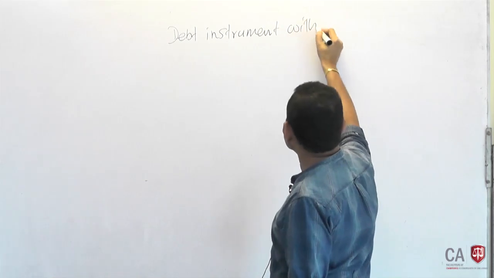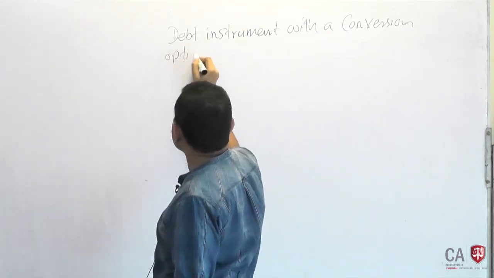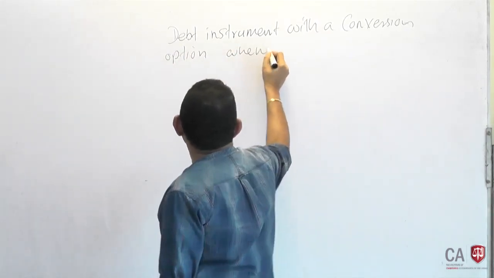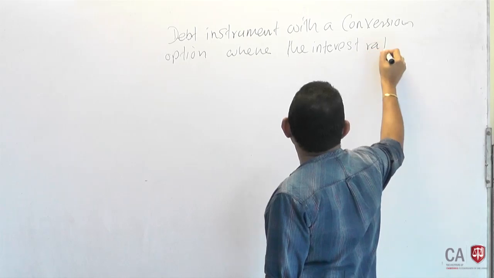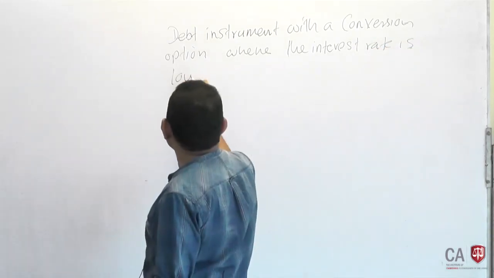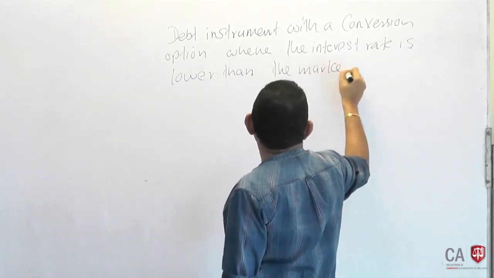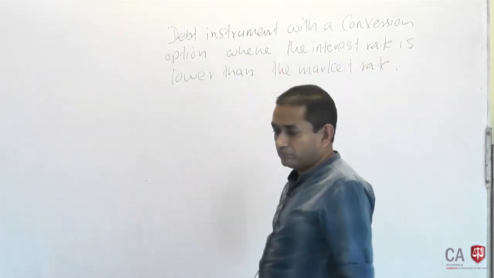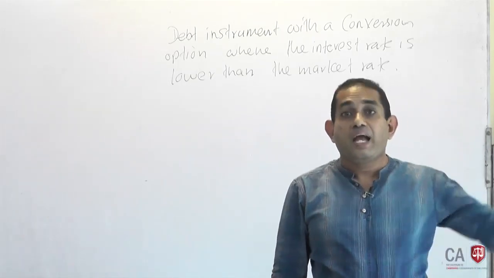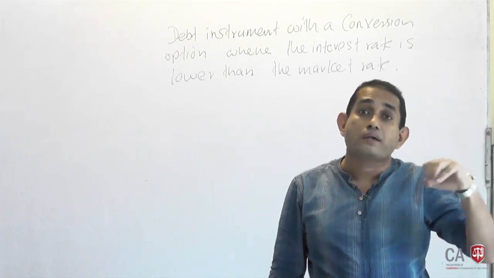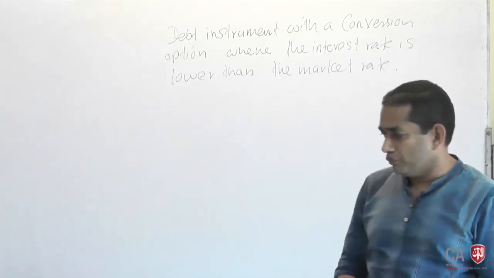with a conversion option where the interest rate is lower than the market rate. Option is given to get the loan converted into ordinary shares, and that makes the lender grant us the loan at a lower rate. So we will go to a comprehensive example and then we can move on.